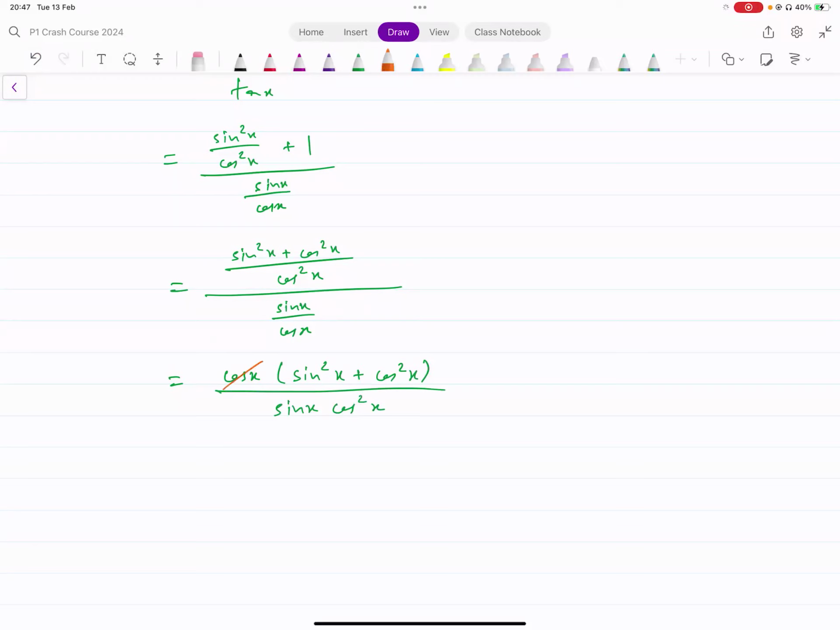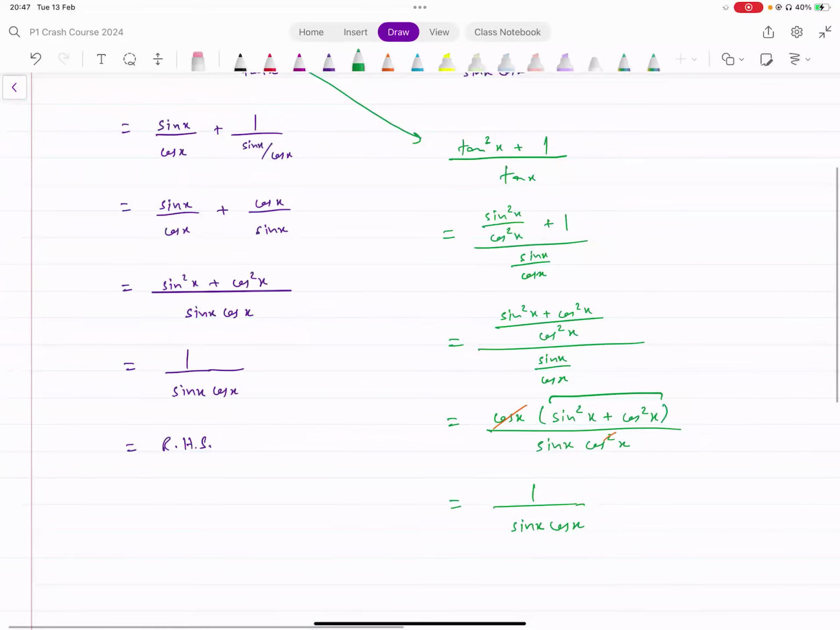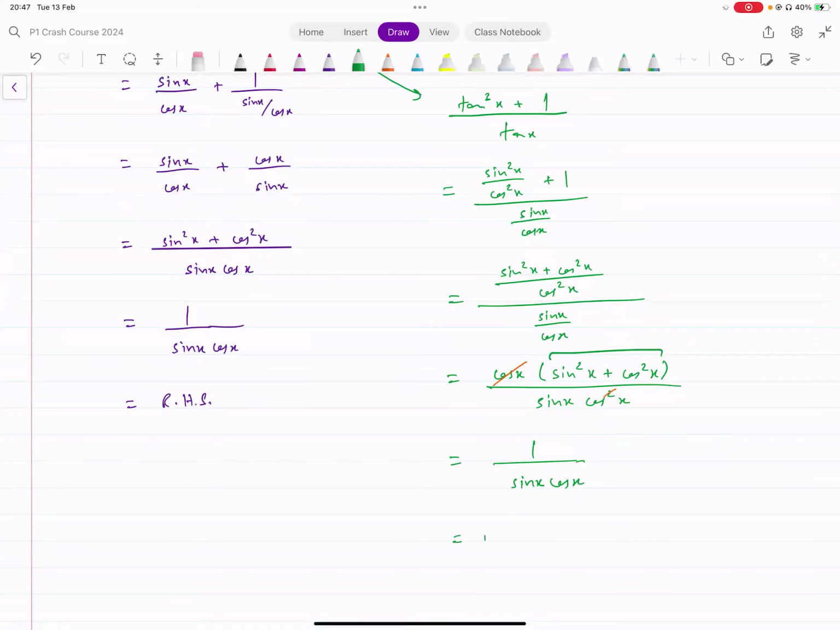Now, cos x gets cancelled with 1 power of cos in the denominator. So you have sin x into cos x left in the denominator. And in the numerator, sine square x plus cos square x, that is 1. So you have 1 over sin x cos x. So yes, you can prove it like this as well, but it made things slightly more complicated. Okay. So that will be another way of thinking about this. You could do it either way.